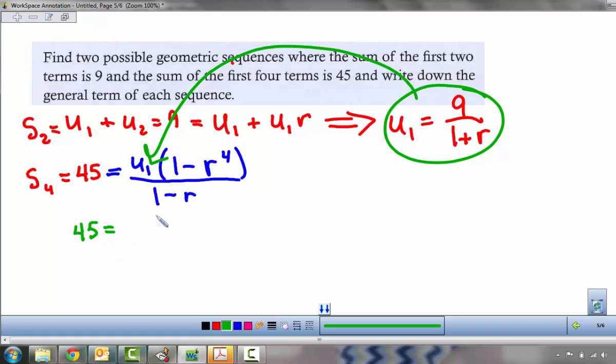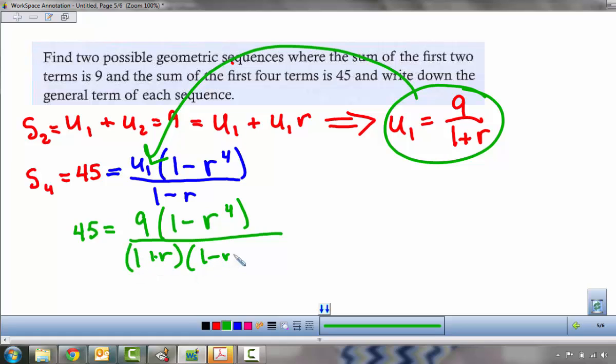So 45 equals 9 times 1 minus r to the 4th, over 1 plus r, times 1 minus r. Now we get to solve this, guys. And you might be looking at this going, whoa, this thing looks scary. Well, one approach we could take is we could use the graphing calculator. If this is a GDC type question, we could put 45 and we could put this mess into another function, find the intersection of the 2. But there's a little bit of clever manipulation that we can do.